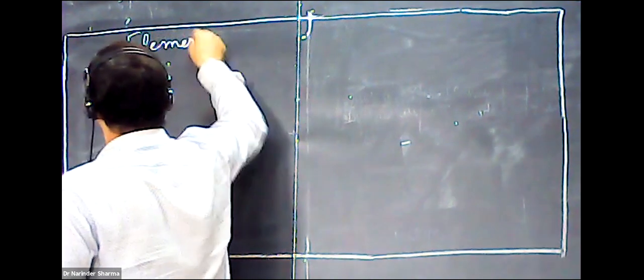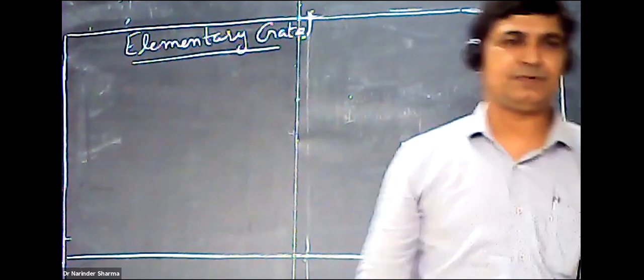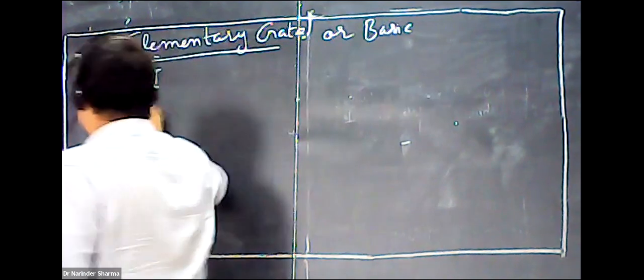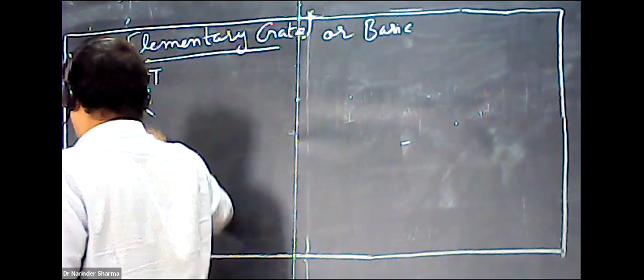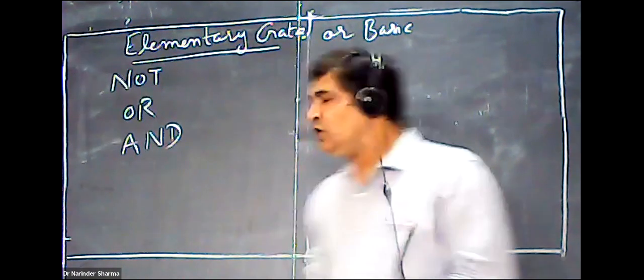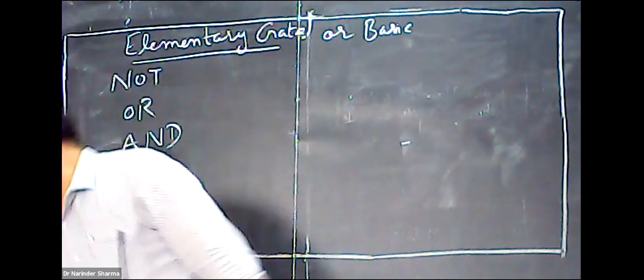Students, first of all, we will understand the elementary gates. They are also said to be prime gates. These are the NOT, OR, and AND basic gates. First, the symbol of the NOT gate.